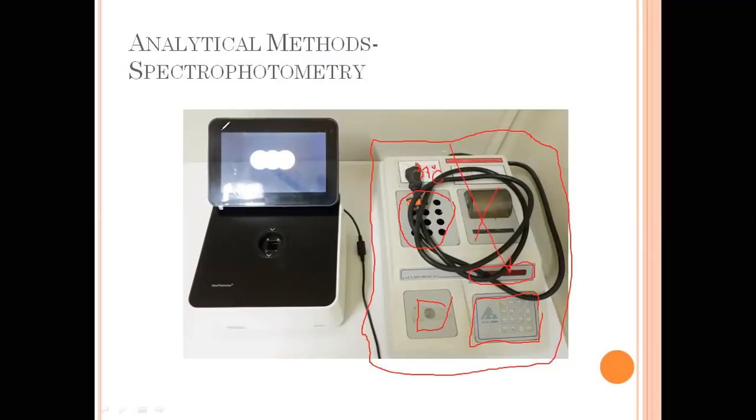That's why what we are using now in our lab is this one. This is called the C40 Implen NanoPhotometer. I'm pretty sure you're familiar with this one because you also dealt with a spectrophotometer or a nanophotometer during your molecular biology.